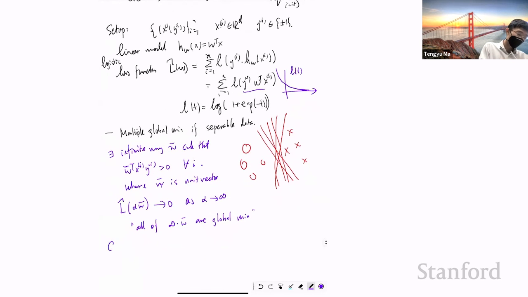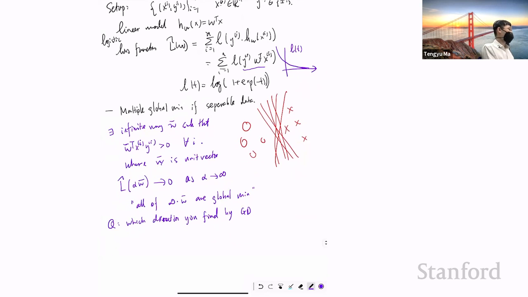So the question is, which direction will you find by gradient descent? If you just invoke a theorem about optimization, you know that gradient descent will find a solution with loss close to zero, but you don't know which direction it is. You still have a bunch of flexibility. If you go to infinity in many directions, you can get the loss to zero. So that's the question that we are trying to address.